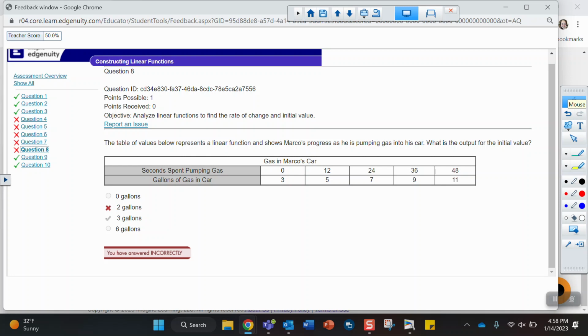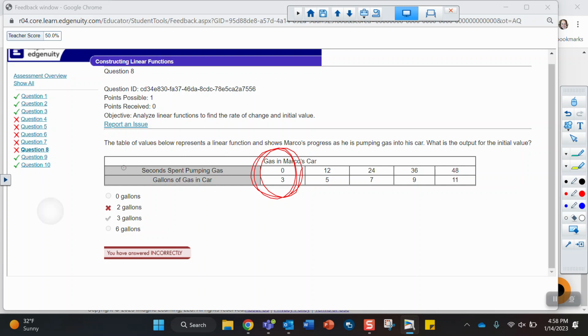This question says the table of values below represents a linear function, shows Marco's progress as he's pumping gas into his car. What's the output for the initial value? So that's when x is 0. You can see here when x is 0 that y is going to be 3. So he had 3 gallons of gas already in his car before he started pumping gas.